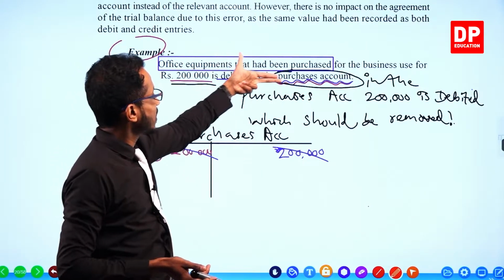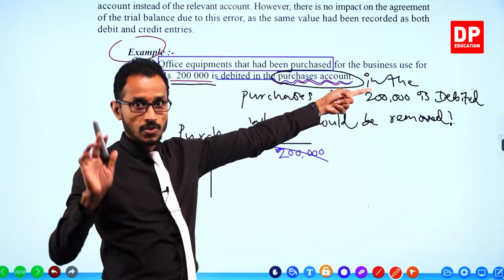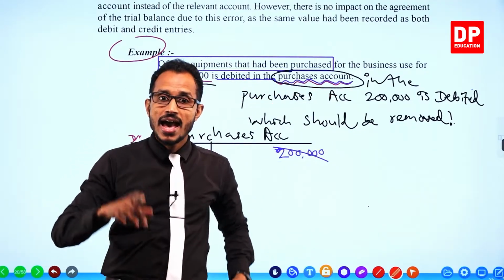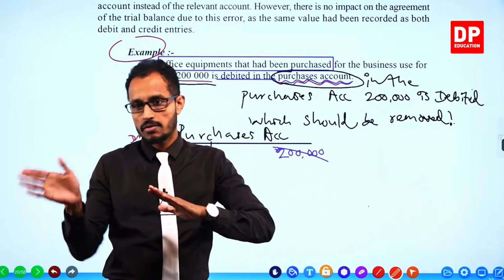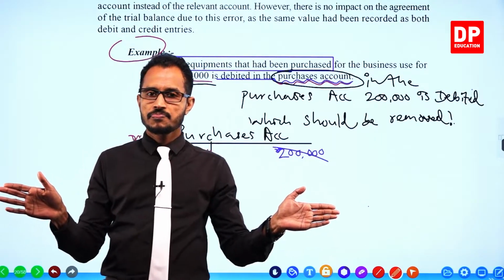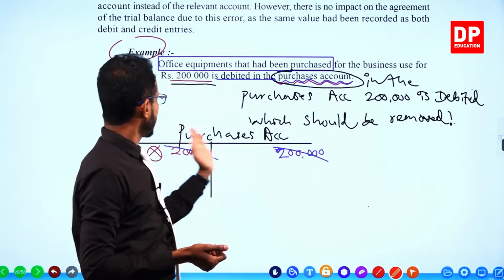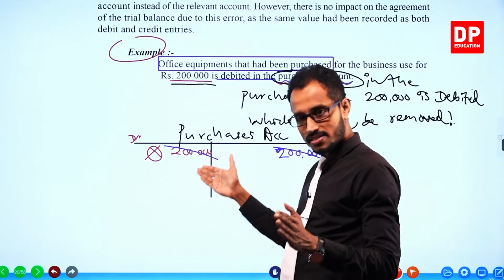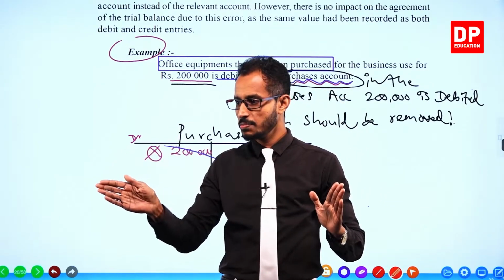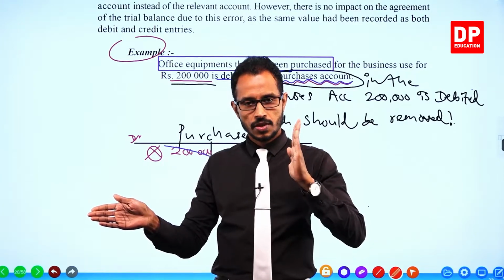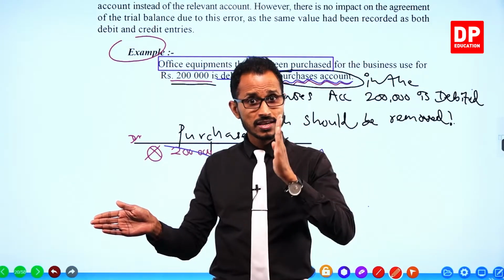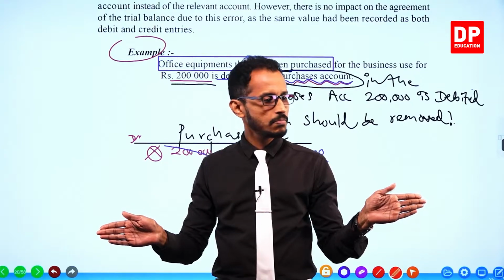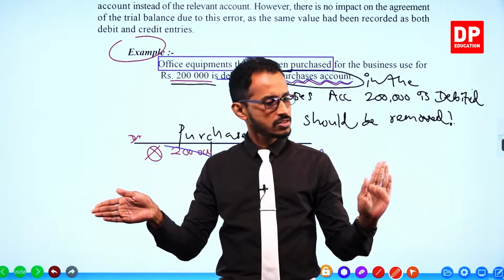When office equipments are purchased for the business use, the 200,000 is debited in the purchases account and it should be credited somewhere. Isn't it? If it is debited in the purchases account, it should be credited to the cash account if the office equipments are purchased for cash. So debit purchases, credit cash.